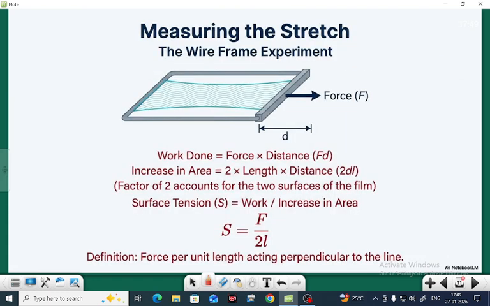Measuring the stretch, you can find the surface tension by this example. Work done equals force into displacement. Increase in area is 2 into length into distance, 2 l dl. The factor 2 accounts for the two surfaces of the film, and surface tension is work done per increase in area. So we get S equal to F by 2L, the force per unit length acting perpendicular to the line, that is the surface tension in a film. Of course, it is a case of a film actually.